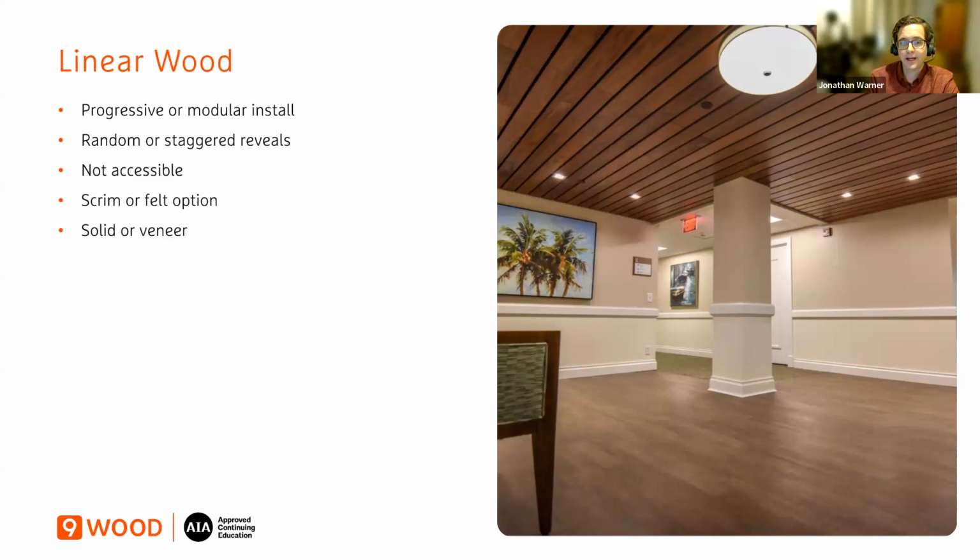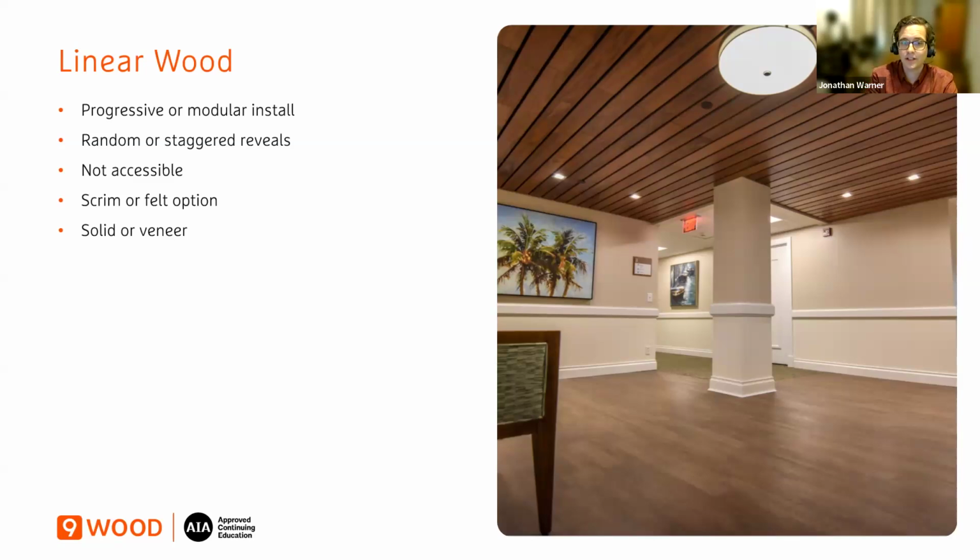There may be a spot access solution. Some manufacturers provide that, some don't. But if you need full access, this is not the right system to go down. And they can have scrim or felt. This photo actually shows a felt, which provides more contrast between the wood and the reveal. And you have solid or veneer.